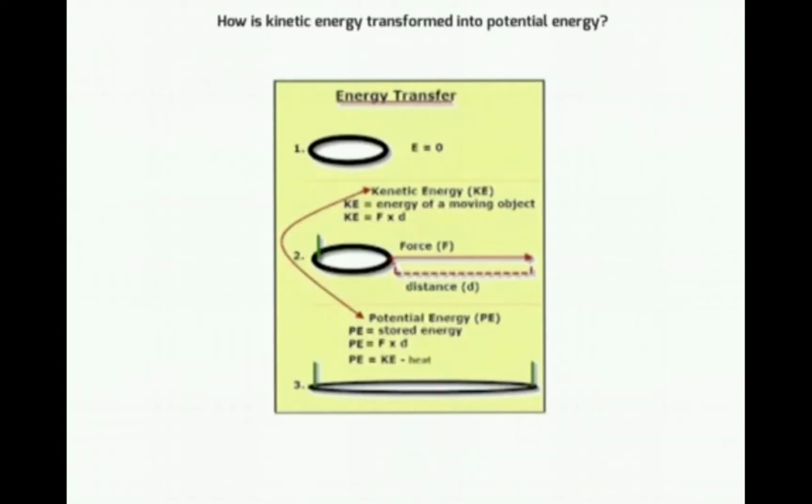How is kinetic energy transformed into potential energy? Kinetic energy is transformed into potential energy by using force. When an object in motion stops moving, it loses kinetic energy. For example, when you stretch a rubber band, its potential energy is released.